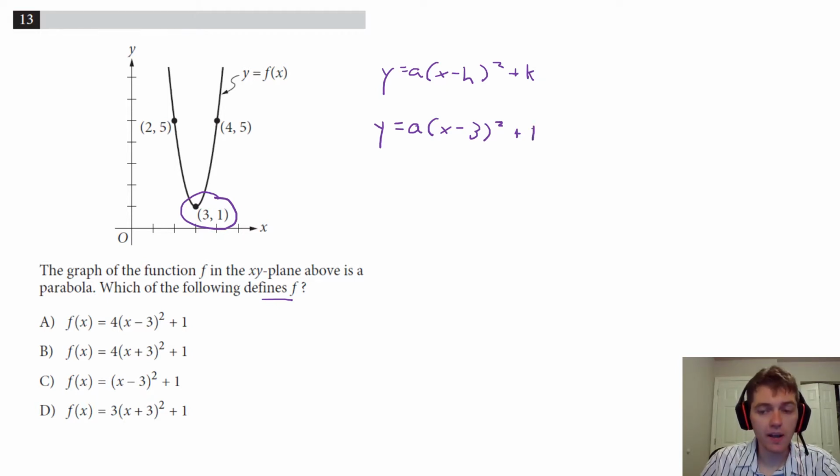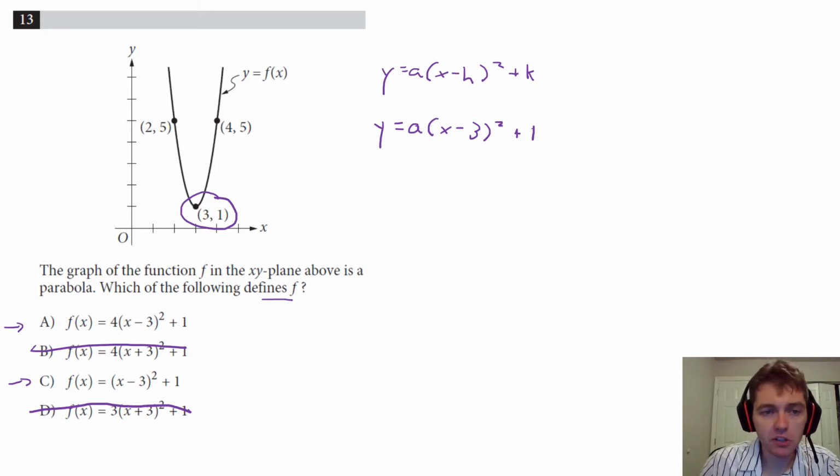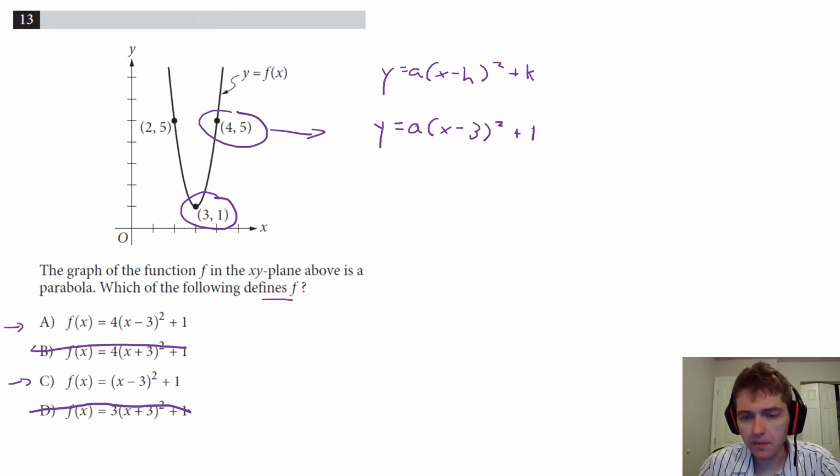You still don't know a. At this point, look through your answers, see if that's enough, even not knowing a. You can eliminate B because it has plus 3. You can eliminate D because it has plus 3, not minus 3, but that still leaves you with A and C as contenders, which means you have to solve for a. You can do so by using either of the remaining 2 points. I'll just use this one here. Plug it into the equation for y and x, and you will be able to solve for a.